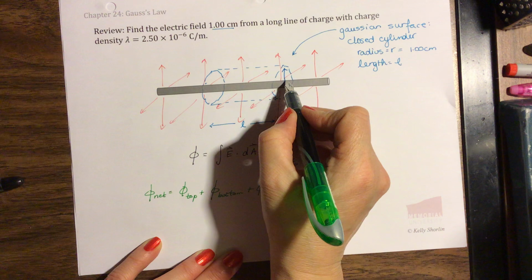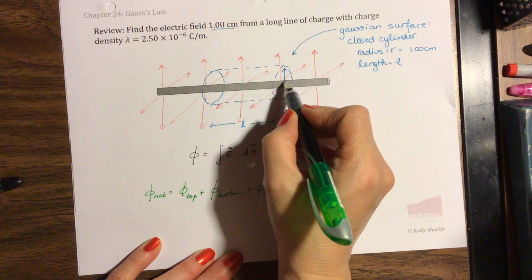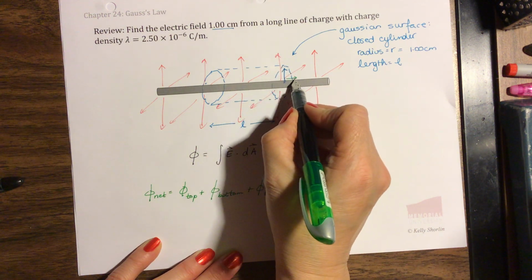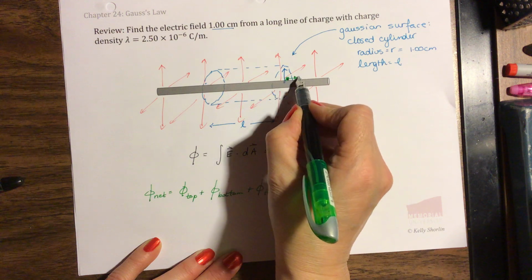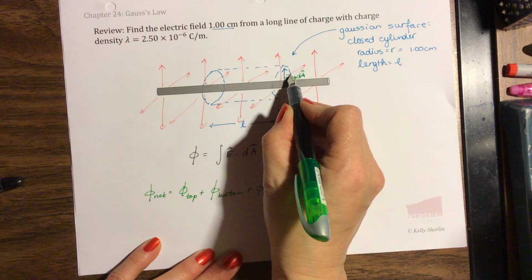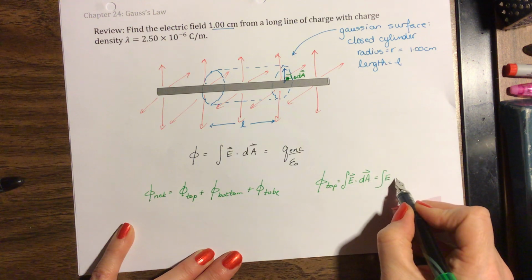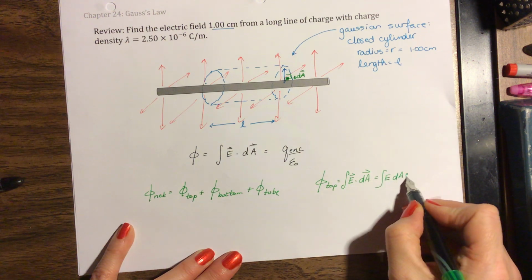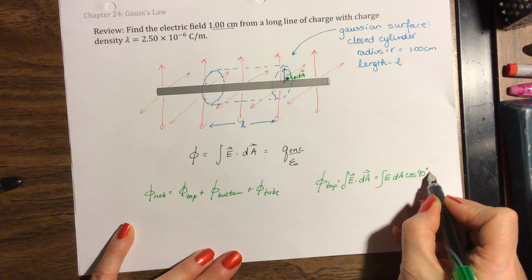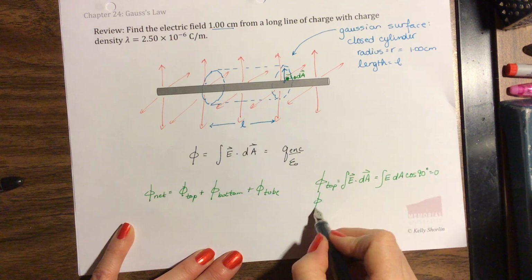Now from the top part, my electric field vectors point out everywhere. My area element, my little bit of area, points straight out of the surface. See, those guys are perpendicular? So the integral of E dot dA is E times dA times cosine 90 degrees, which equals 0. Okay, likewise on the bottom.